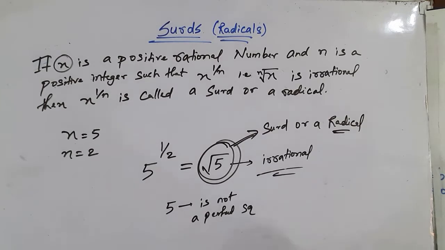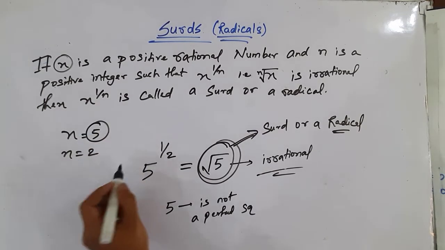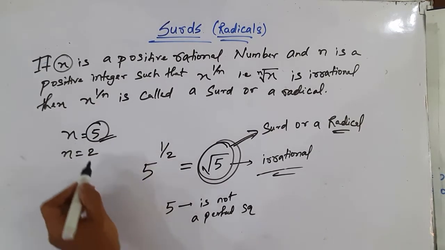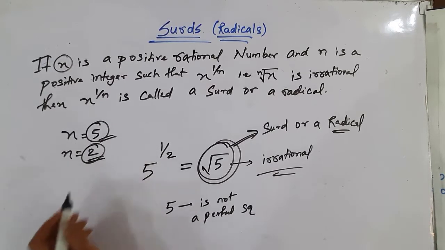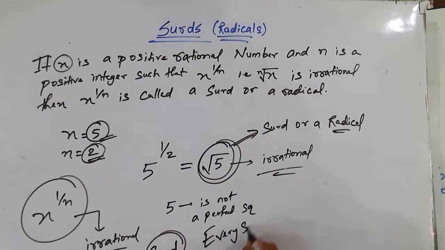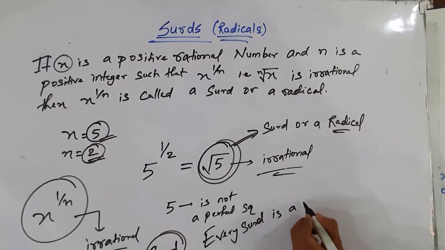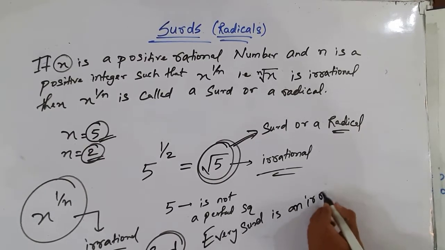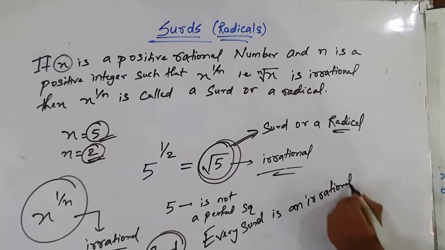So what is the condition? Here the value of x should be a positive rational number and n should be a positive integer such that x to the power 1 upon n must be irrational. So if x to the power 1 upon n is irrational, then it can be said to be a surd. So this means that every surd is an irrational number.